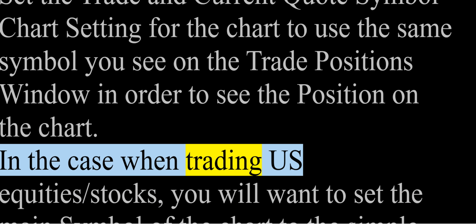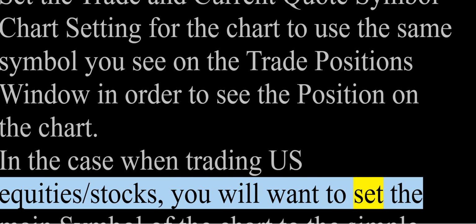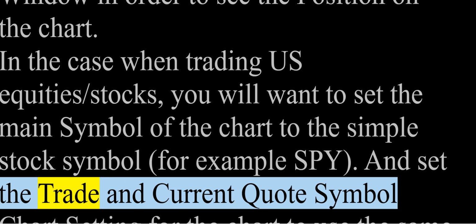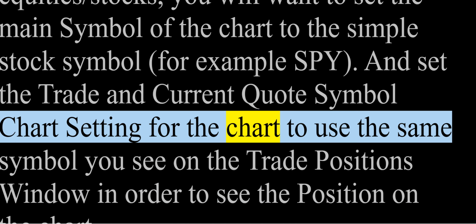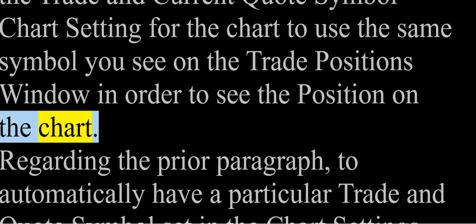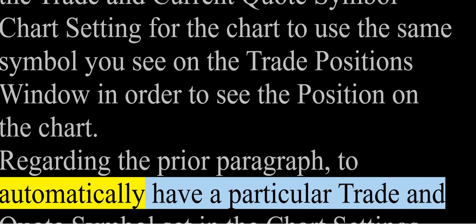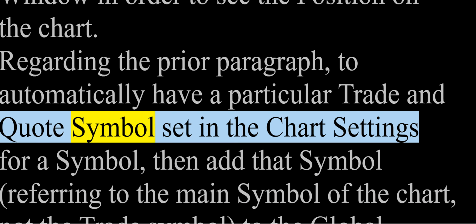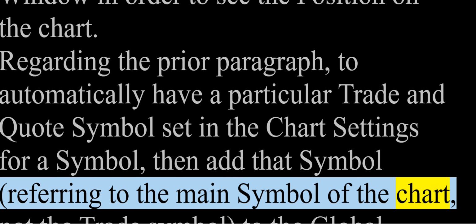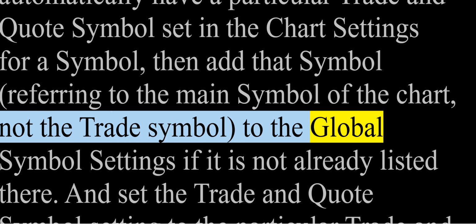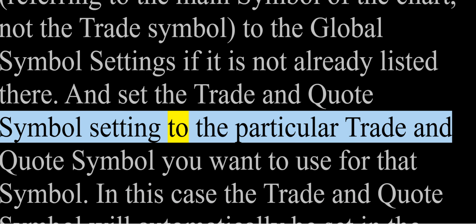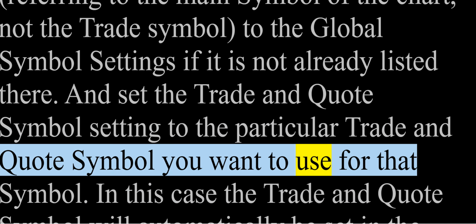In the case when trading U.S. equities/stocks, you will want to set the main symbol of the chart to the simple stock symbol, for example SPY, and set the trade and current quote symbol chart setting for the chart to use the same symbol you see on the Trade Positions window in order to see the position on the chart. Regarding the prior paragraph, to automatically have a particular trade and quote symbol set in the chart settings for a symbol, add that symbol, referring to the main symbol of the chart, not the trade symbol, to the global symbol settings if it is not already listed there, and set the trade and quote symbol setting to the particular trade and quote symbol you want to use for that symbol.